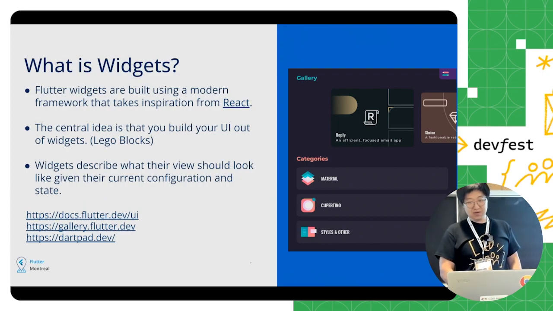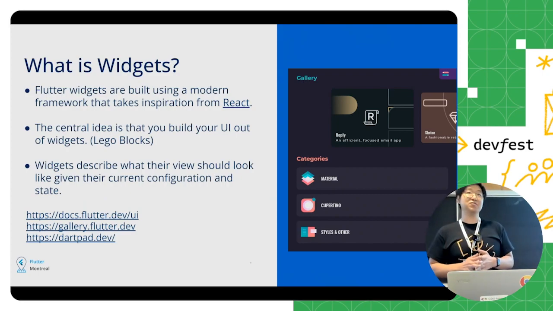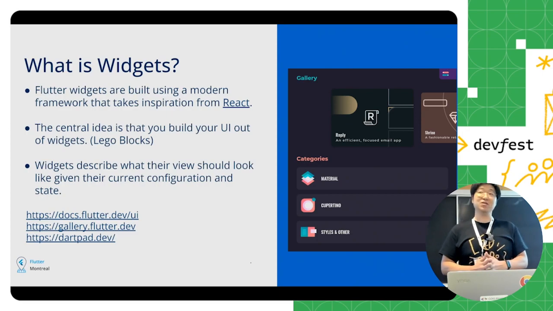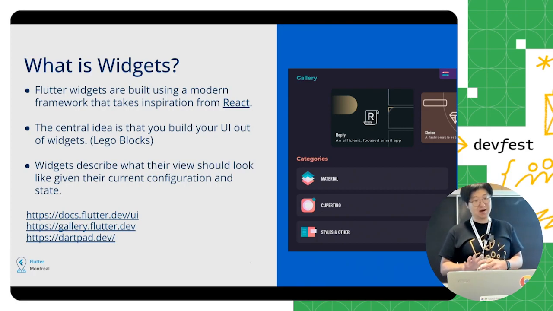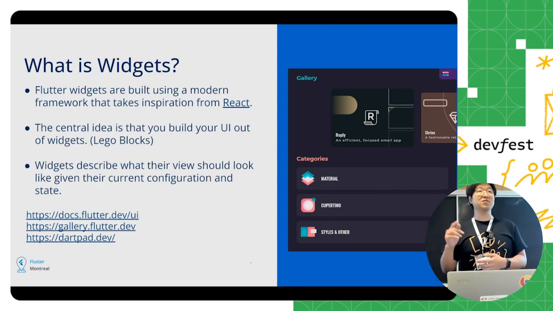All right, so the real basic of Flutter is what we call the widget. So what is a widget? A widget is the minimum set of UI. So I wrote there, okay, Flutter widgets are built using a modern framework that takes inspiration from React. So who knows React already? All right, in React, there's the concept of a component, right? It's easy.